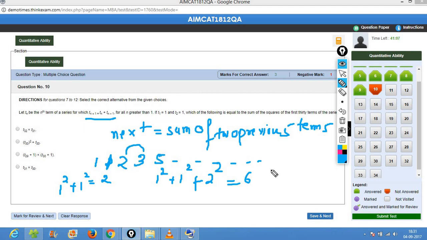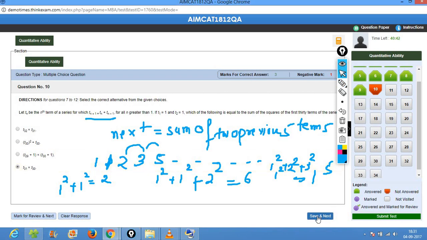Let's see another: the sum of squares of first four terms, 1 square plus 1 square plus 2 square plus 3 square. So this comes out to be 9 plus 6, 15. Okay, this is related to 3 and 5. So the sum of squares of first 3 terms is equal to 3rd into 4th term. The sum of squares of first 30 terms is equal to 30th into 31st term. Okay, next this one.